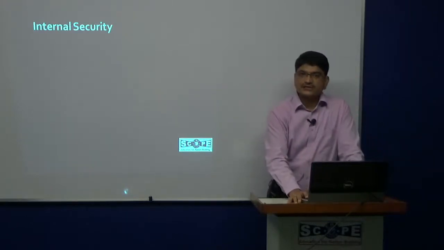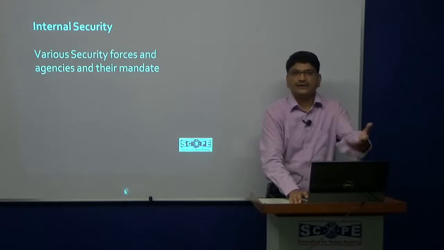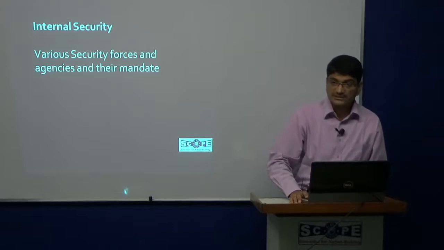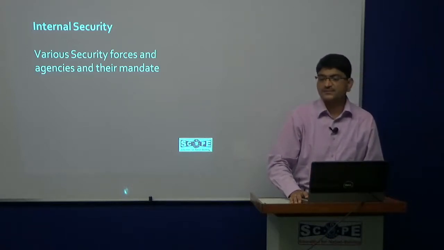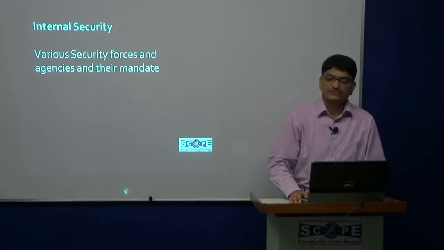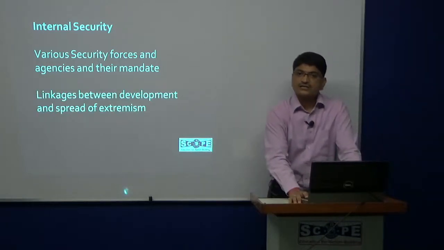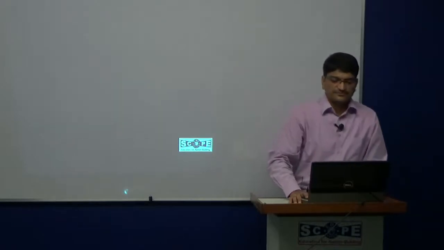Then internal security is one very important portion of social issues, although it can be read as a separate portion of the syllabus. So various security forces, paramilitary forces are there, BSF, we have CISF, CRPF, various other forces for different purposes, what is their mandate, what is their role. Then how extremism has spread in India, for example Naxalism. So how development and spread of Naxalism is linked.